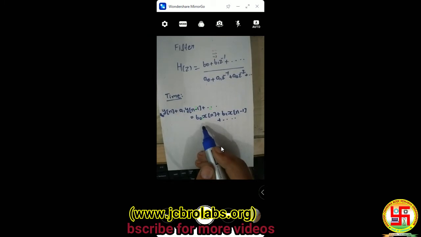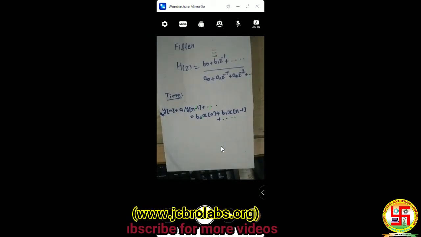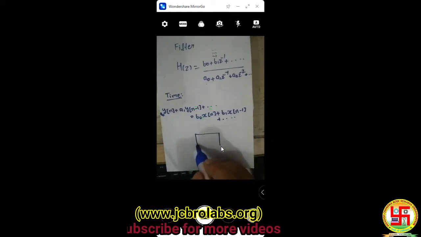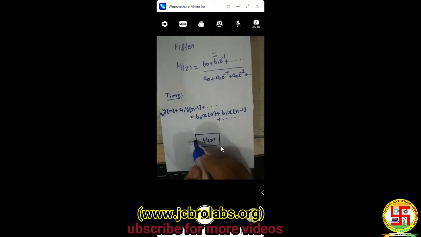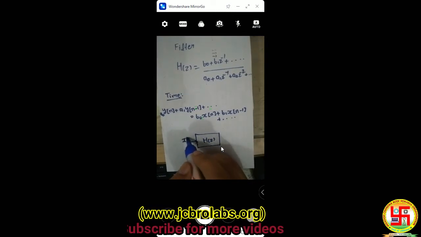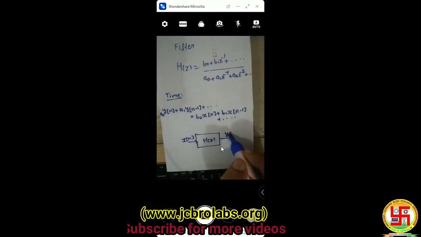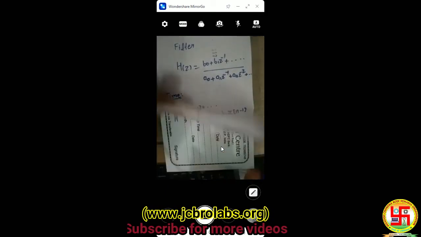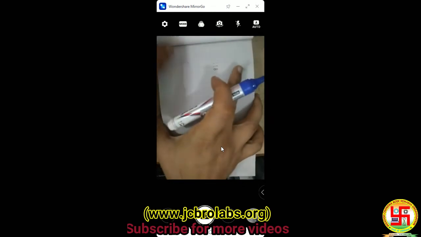We will be implementing this particular equation in embedded C code. There are different coefficients, so you can think of this filter H of z, where our input is x of n and our output is y of n.